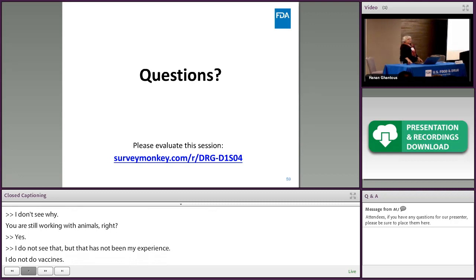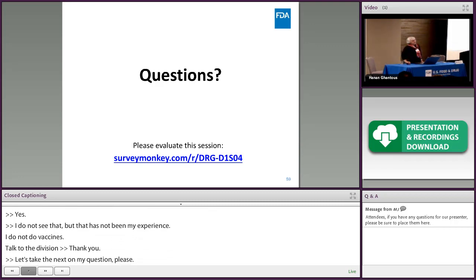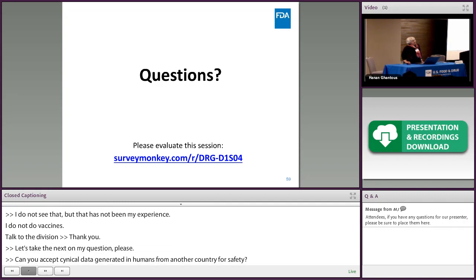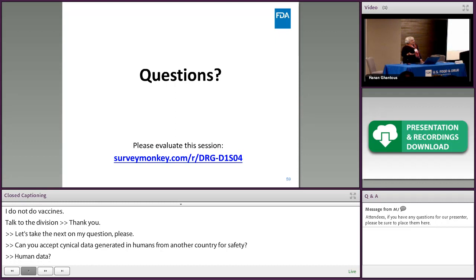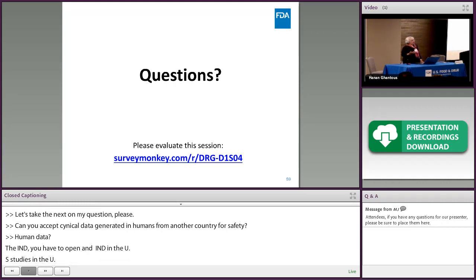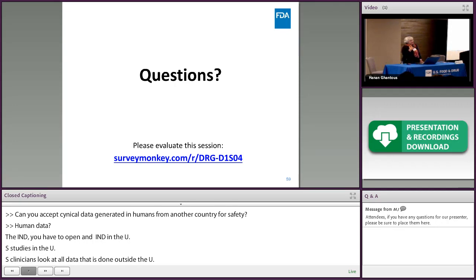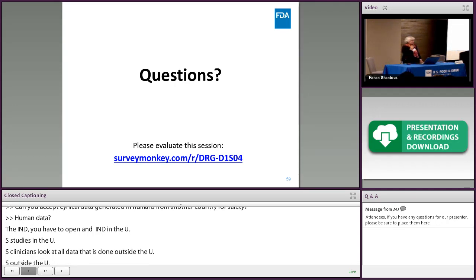Can you accept clinical data generated in humans from another country for safety? Human data, clinical. Well, for the IND, you have to open an IND in the U.S. and the sponsor has to do studies in the U.S. Our clinical trial team, our clinicians, look at all data that is done outside the U.S. So yes, that would be looked at.